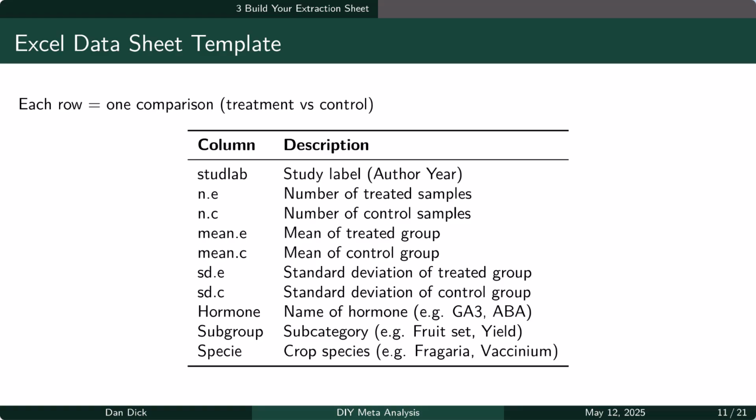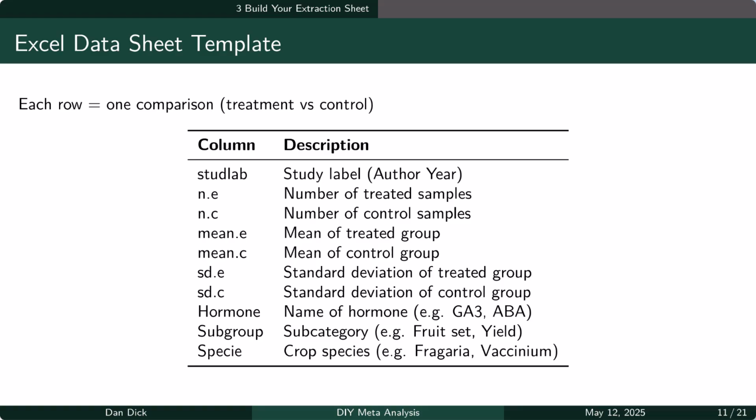You can have other columns I didn't include in our example, such as what hormone was applied, a subgroup, or a species. This is not necessary if you do all of your parsing in different sheets. This is if you had a big long sheet with all the different studies within the same sheet, you could separate them out based on the subgroupings.